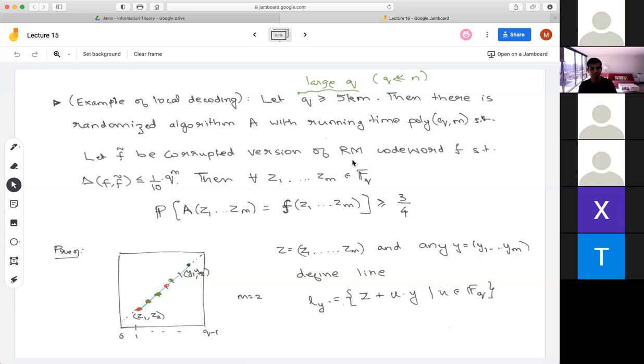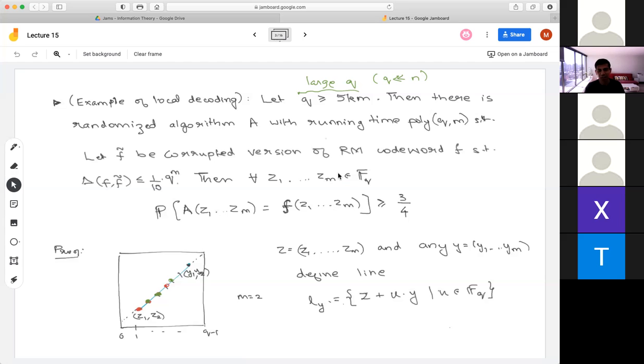But of course, you need to change the definition of the code. You have to consider the full code rather than the subcode I considered, and you have to use slightly different arguments. They're not completely unrelated, but you need to state or analyze it somewhat differently.